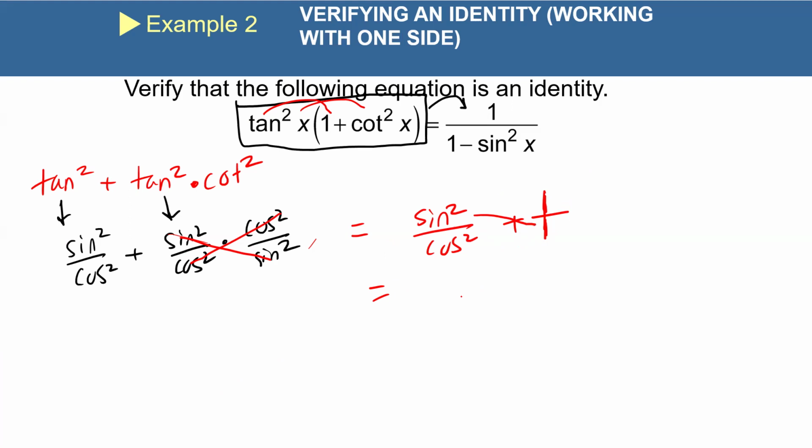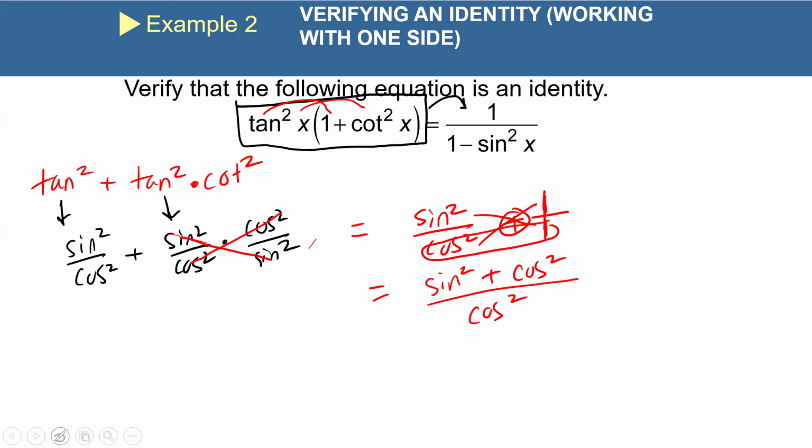Cross multiply. Sine squared times 1 is? Sine squared plus cosine squared times 1 is? All over cosine squared. And now we have fully simplified. We've distributed, we put it in terms of sine and cosine, we've eliminated, we've turned it into one single fraction. Last step is to apply your identities.